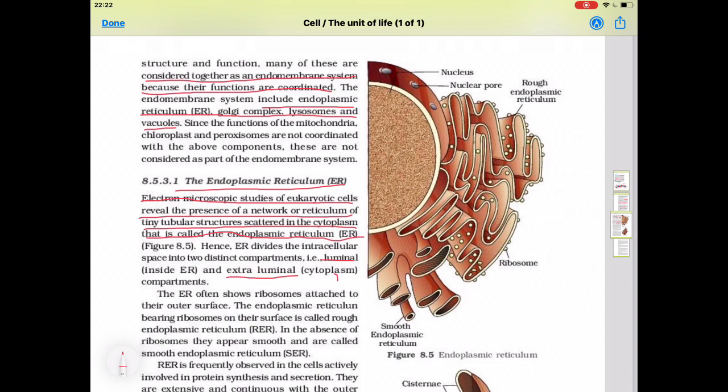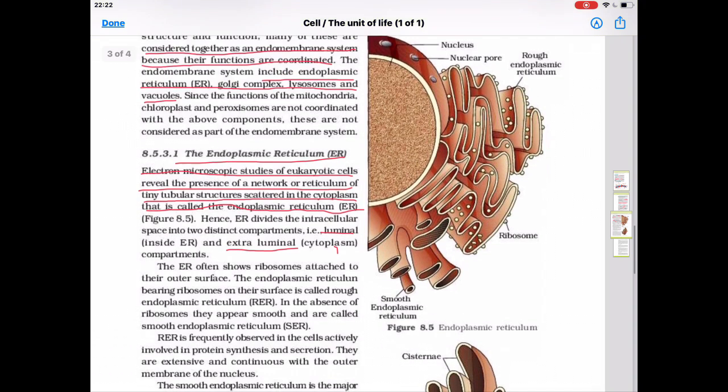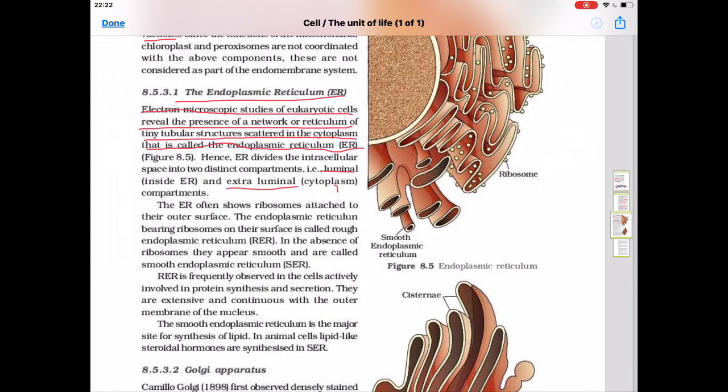That is, in the cytoplasm region. Endoplasmic reticulum can be of two types, rough endoplasmic reticulum and smooth endoplasmic reticulum. The endoplasmic reticulum often shows ribosomes attached to its outer surface. The endoplasmic reticulum bearing ribosomes on the surface is called rough endoplasmic reticulum. In the absence of ribosomes, they appear smooth and are called smooth endoplasmic reticulum.